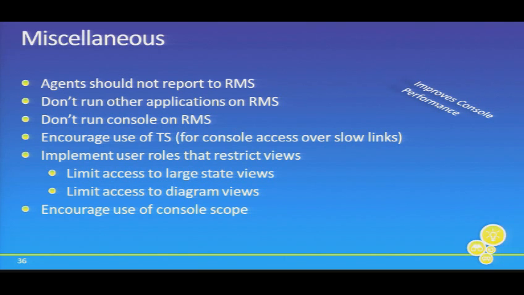Don't run the console on the RMS. If you are connecting over a slow WAN, don't run the console locally to where you are. RDP in somewhere and use the console locally if possible. Large views affect performance quite heavily, as do diagram views. You can use user roles that restrict these views, and also the console scoping feature.